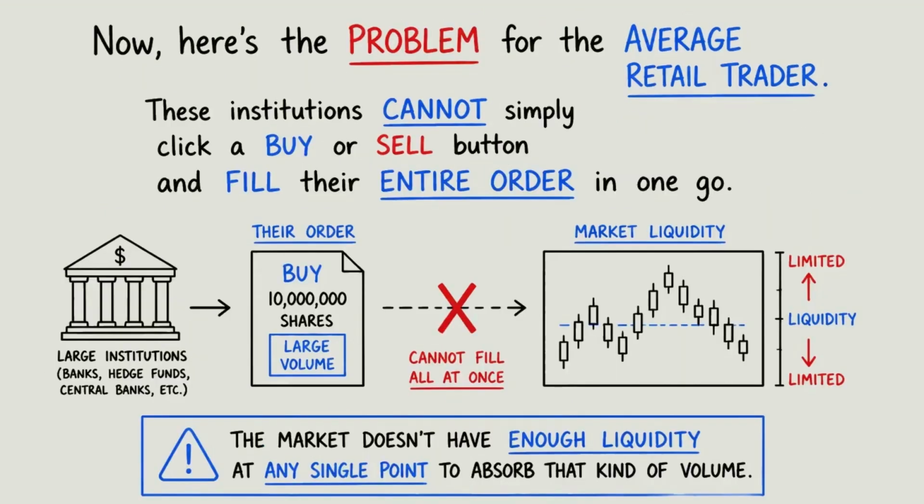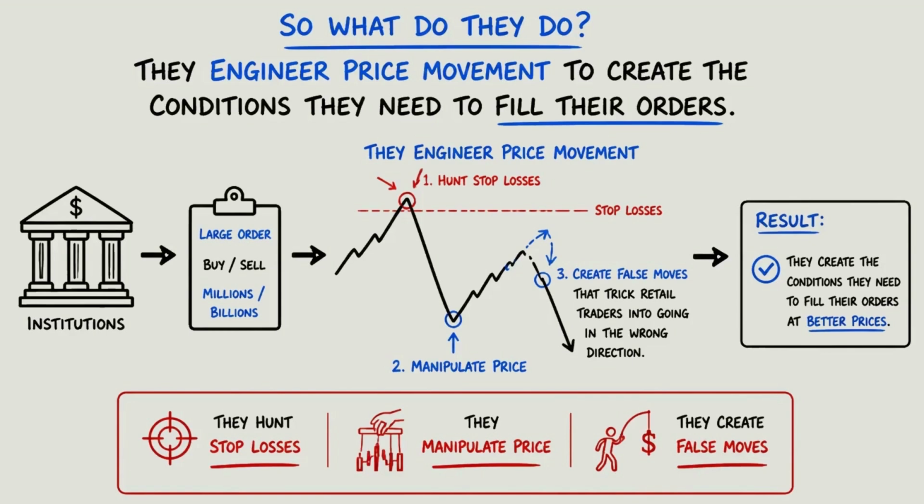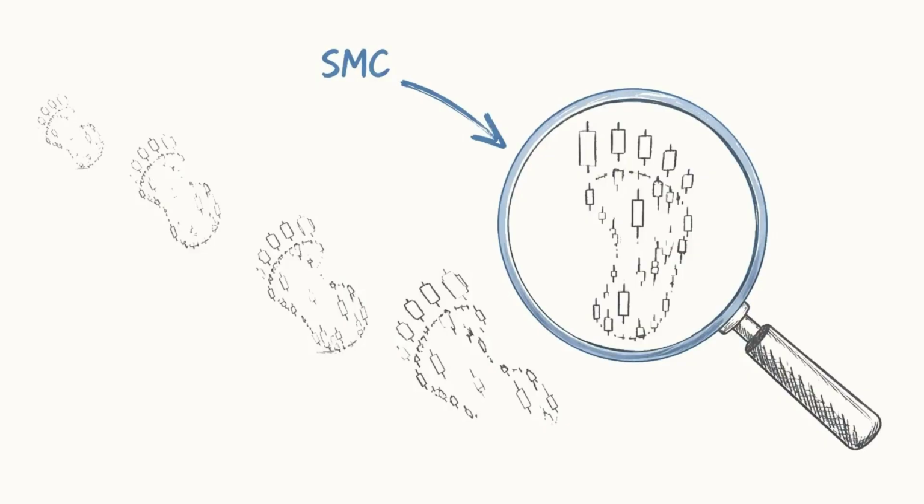Now, here's the problem for the average retail trader. These institutions cannot simply click a buy or sell button and fill their entire order in one go. The market doesn't have enough liquidity at any single point to absorb that kind of volume. So what do they do? They engineer price movement to create the conditions they need to fill their orders. They hunt stop losses, they manipulate price, and they create false moves that trick retail traders into going in the wrong direction. SMC teaches you to read those footprints.